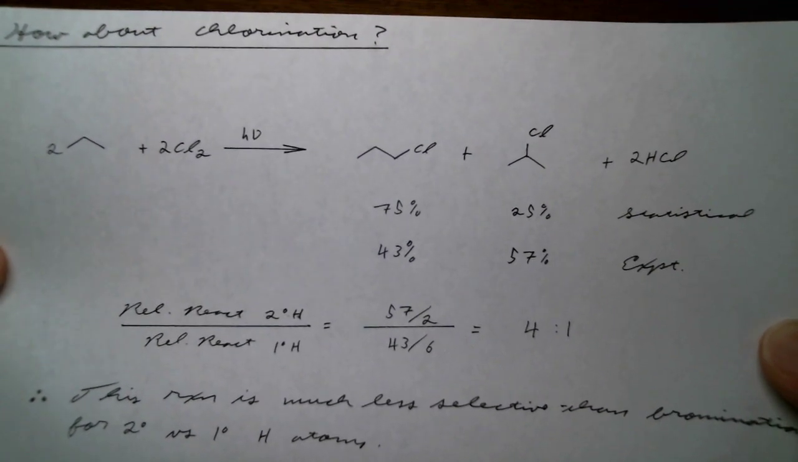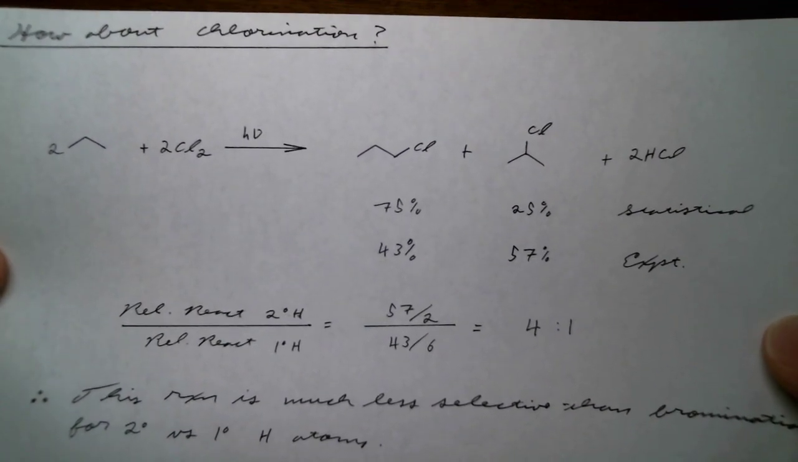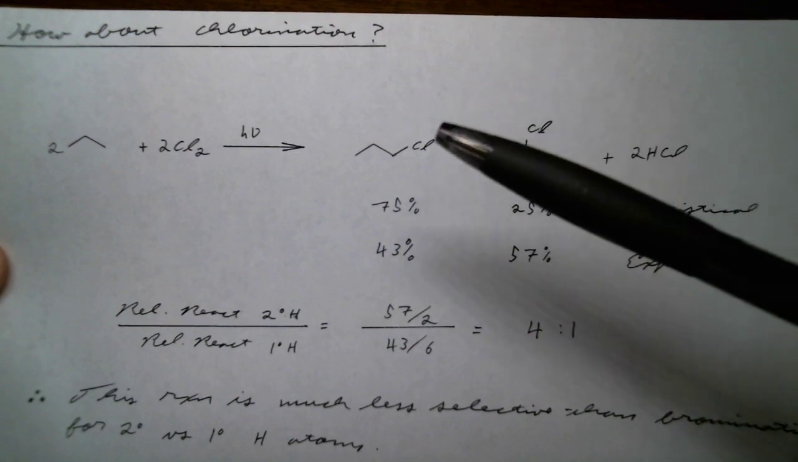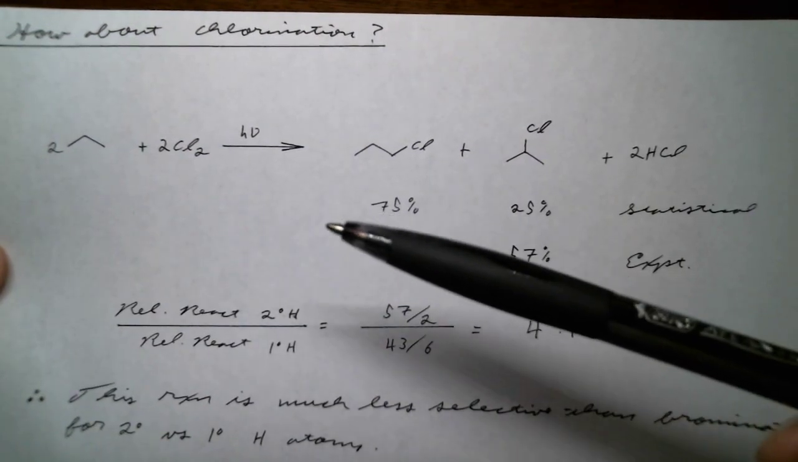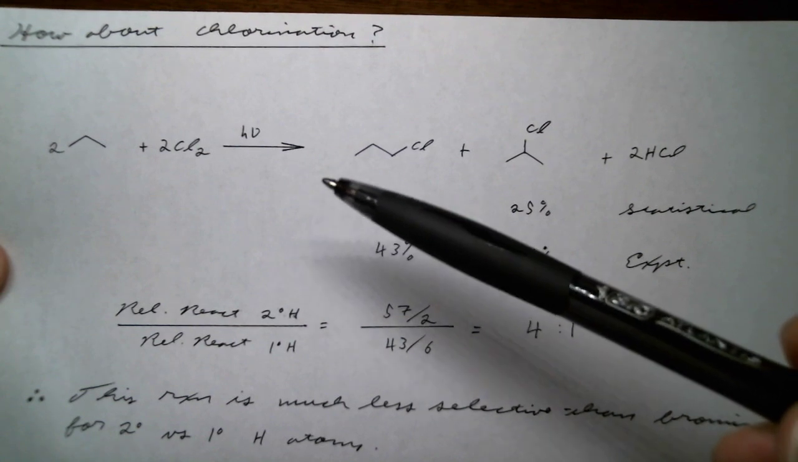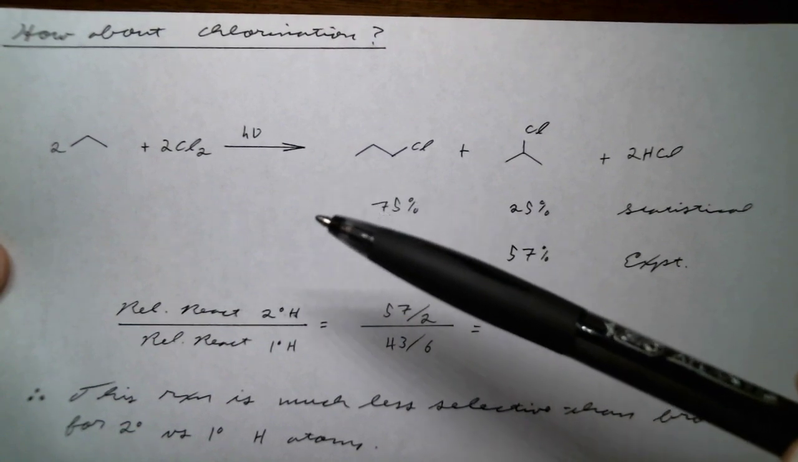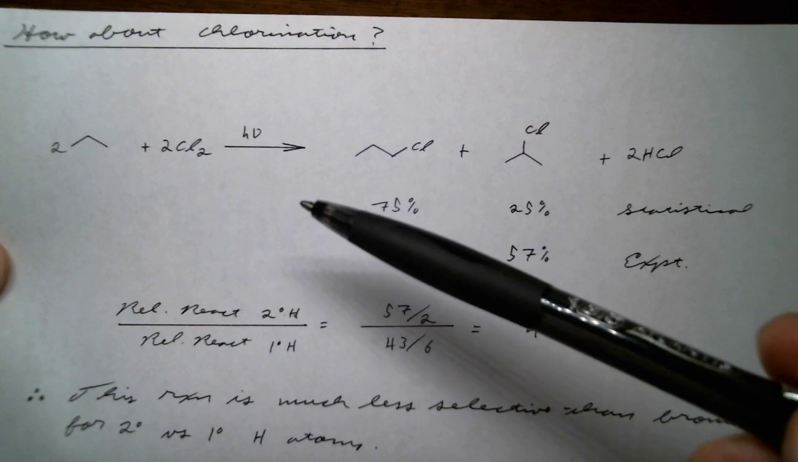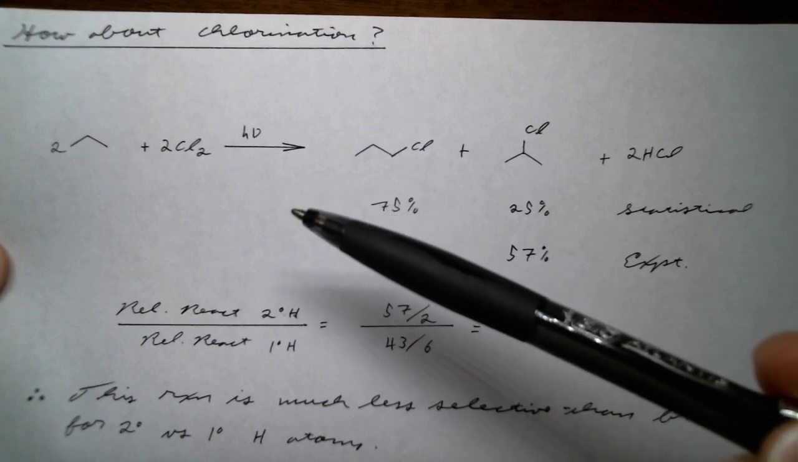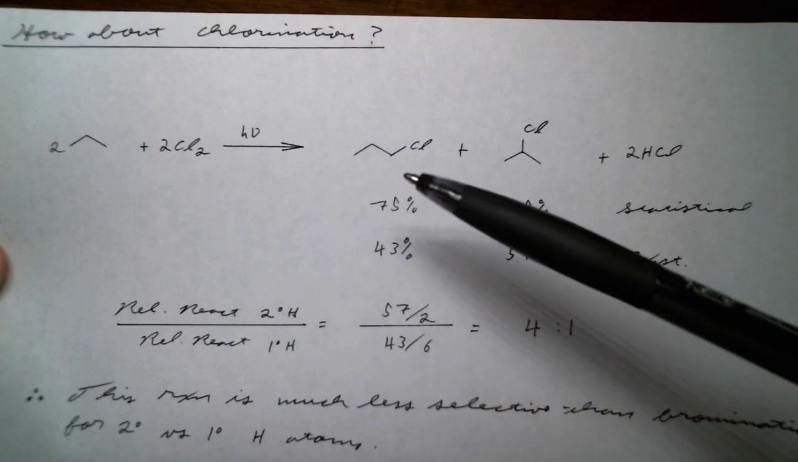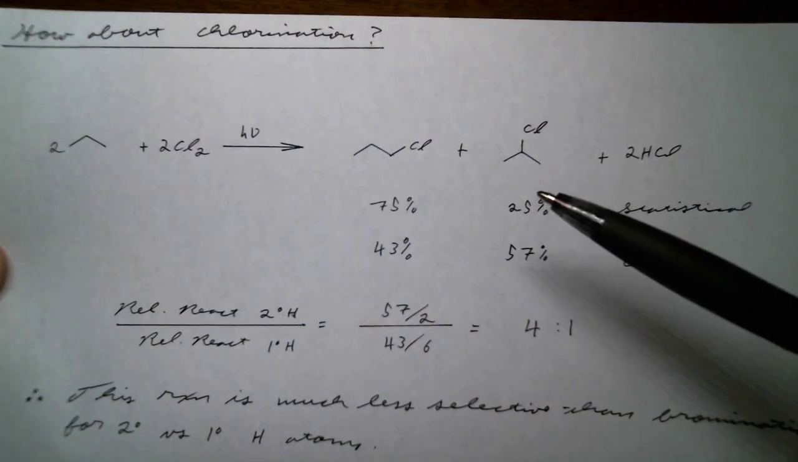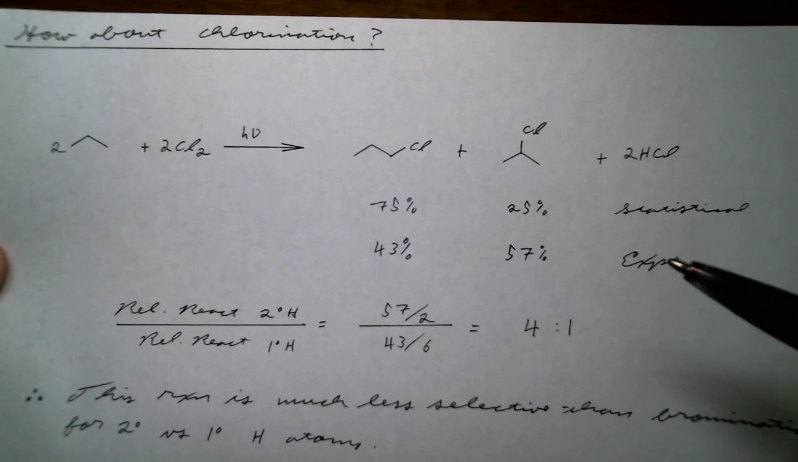In this video, we'll be looking at another example where we have the chlorination of propane versus the bromination of propane that we looked at previously. So again, one could think about chlorinating propane and forming either 1-chloropropane or 2-chloropropane and HCl.